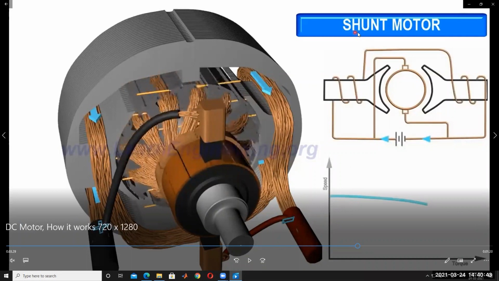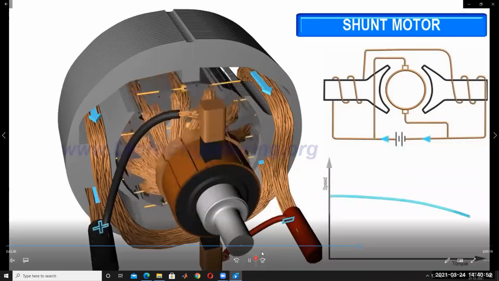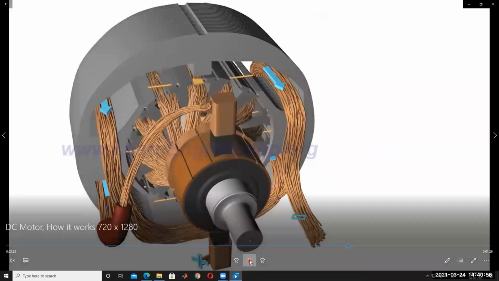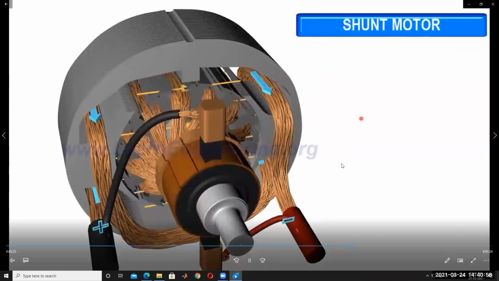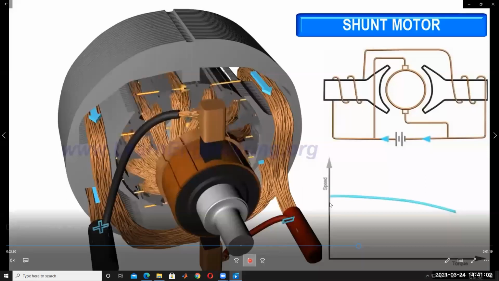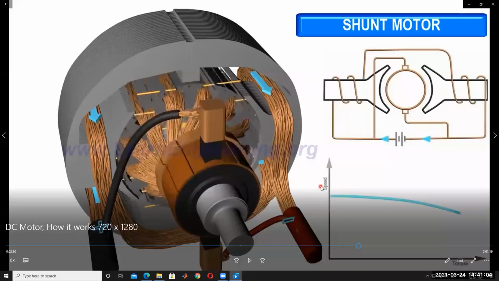The shunt motor is used for constant speed applications. The speed is constant in the speed versus torque characteristics of a shunt motor. So try to observe the speed versus torque characteristics here. Based on these characteristics, this motor is used for constant speed applications.